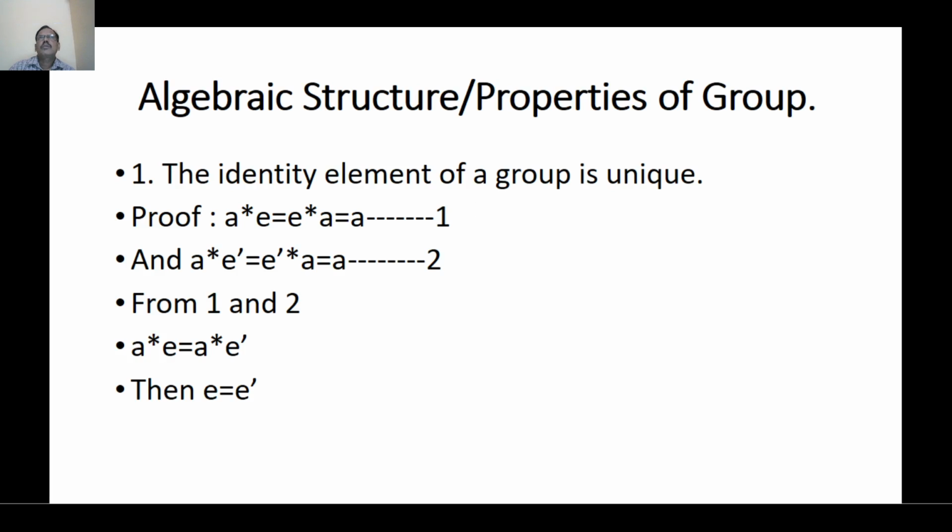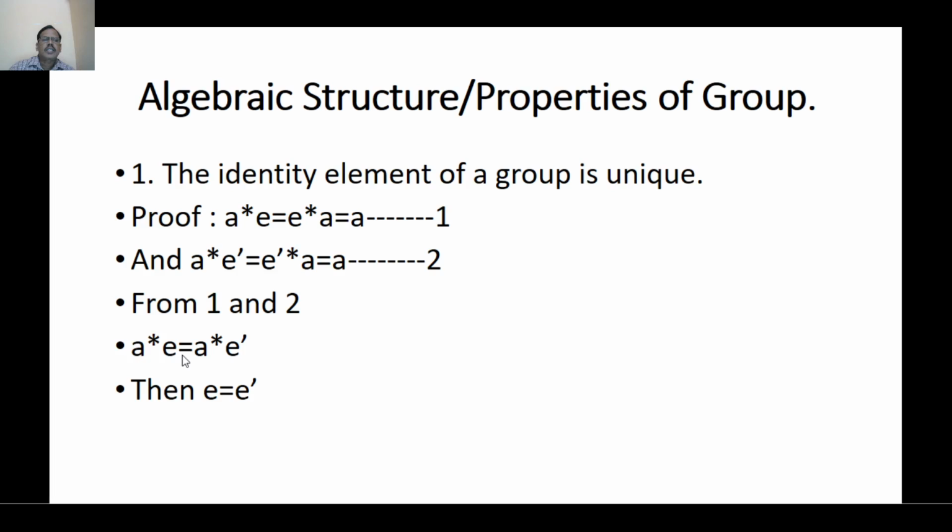In reality, no group contains two identity elements, only one. Suppose a group has two identity elements, E and E dash. Then by the property of the identity element, A star E is equal to E star A is equal to A, and A star E dash is equal to E dash star A is equal to A. Then from equations 1 and 2, A star E is equal to A star E dash.